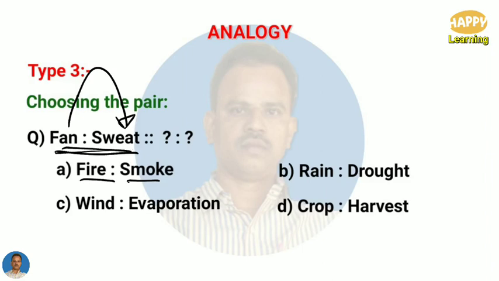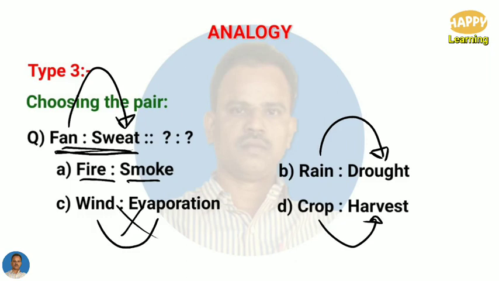Rain is useful to get relief from drought. Wind is useful for more evaporation, it is not to get relief from evaporation. So this is wrong. Crop is harvested, there is no relief-like relationship. Here rain will help you to get relief from drought. So rain helps you to get relief from drought, as a fan helps you to get relief from sweating.